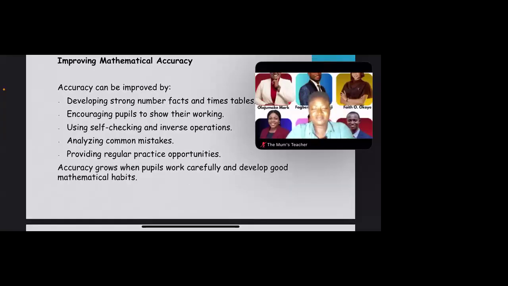Accuracy grows when pupils work carefully and they develop good mathematical habits. Accuracy grows when pupils work carefully. Carefully and developing good mathematical habits are keywords in that sentence. Okay, they need to learn to solve with caution. But that doesn't mean that speed is going to be out of it.